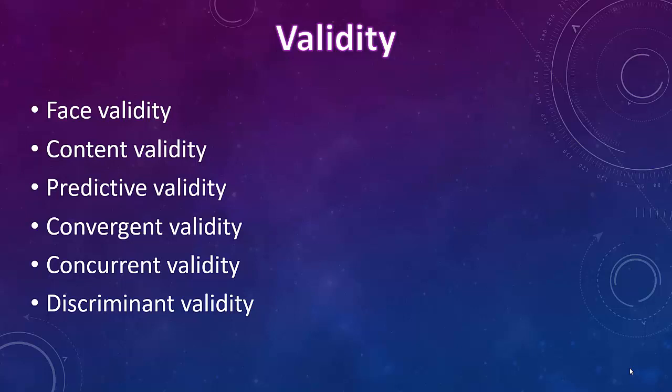When someone develops a new measure for the social sciences, part of that involves developing a validity portfolio, which shows that their new measure has face, content, predictive, convergent, concurrent, and discriminant validity. The more types of validity that can be established for the measure, the more confidence we have that it's a valid measure.